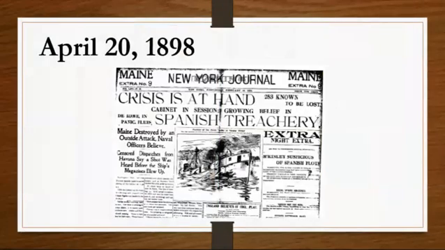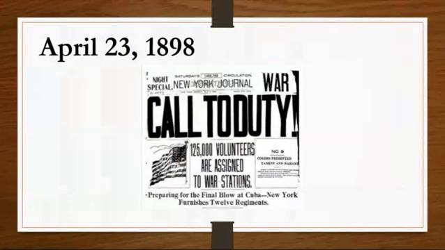April 20th, 1898, McKinley signs a congressional resolution demanding Spain's withdrawal from Cuba. 3 days later, McKinley calls for 125,000 volunteers to aid in the war effort. So the United States is gearing up for a war with Spain.